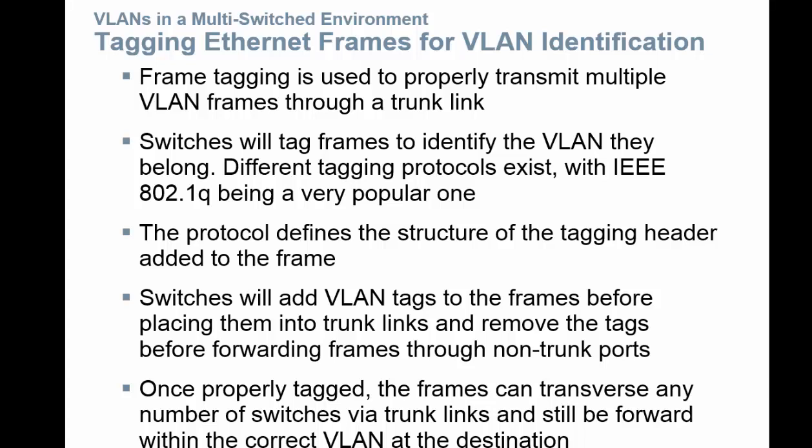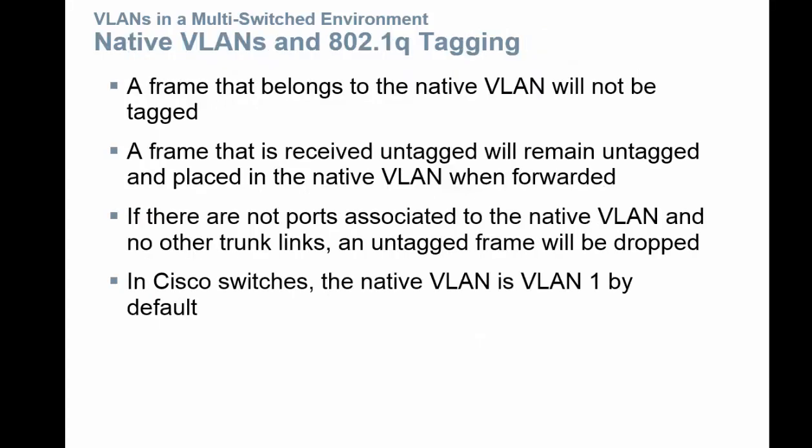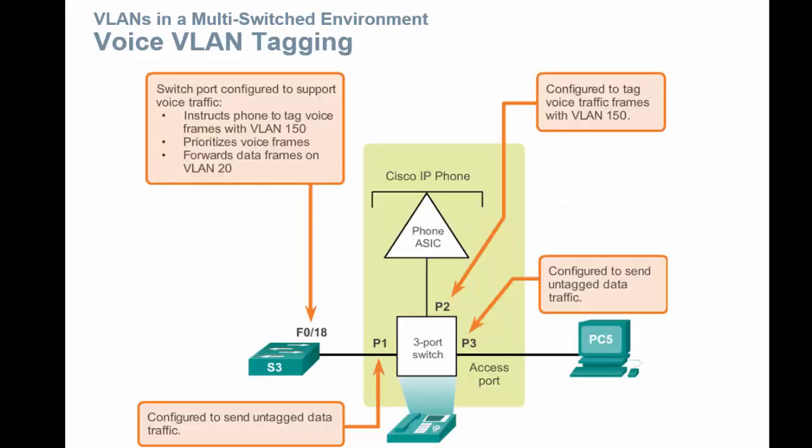Once they're properly tagged, the frames can traverse any number of switches via trunk links and still forward within the correct VLAN at the destination. Now, a frame that belongs to a native VLAN will not be tagged, and a frame that's received untagged will remain untagged and be placed in the native VLAN when forwarded, because they figure it needs to go out. If there are no ports associated with the native VLAN and no other trunk links, an untagged frame will be dropped, so it won't be sent anywhere. With our Cisco switches, the native VLAN is VLAN 1 by default, so remember we make sure that we change that.